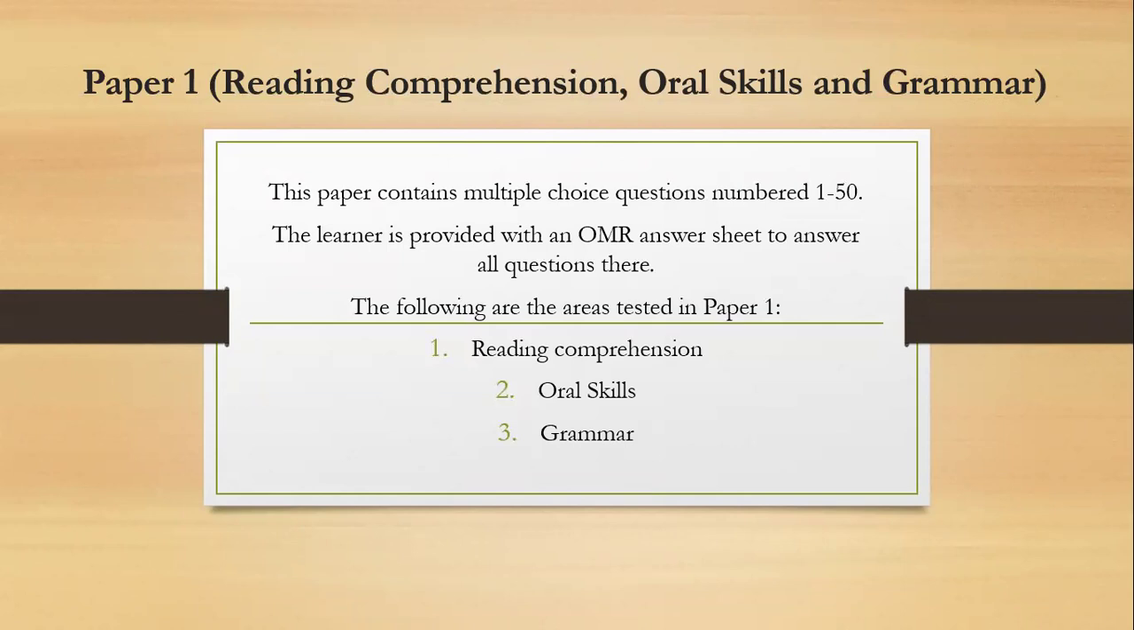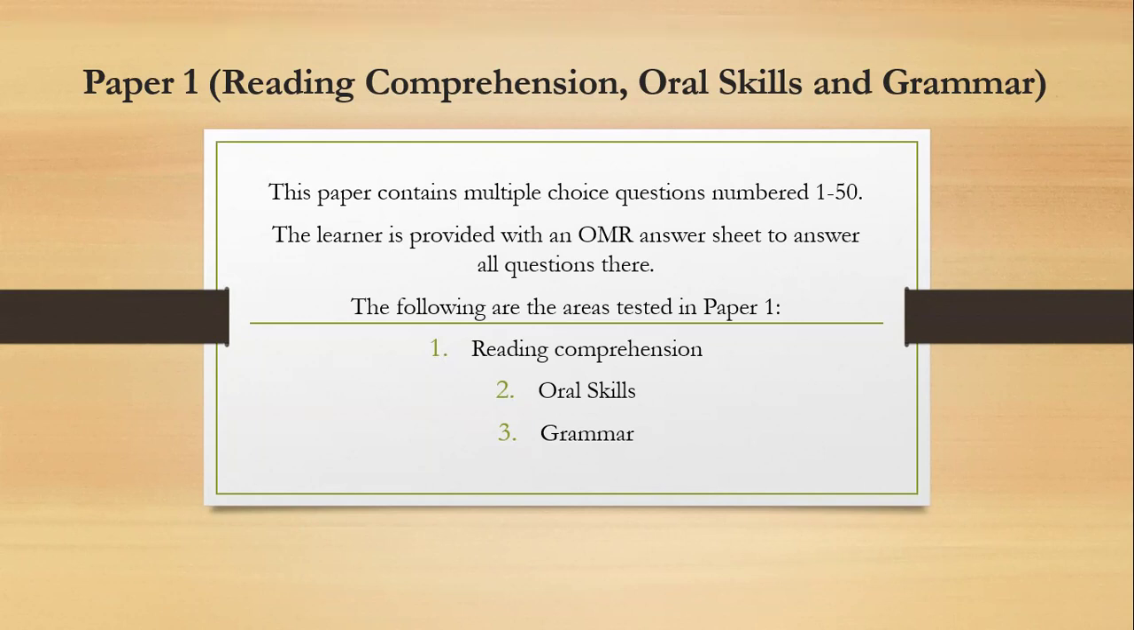Let's begin by dissecting paper 1, which is reading comprehension, oral skills, and grammar. This paper contains multiple choice questions numbered 1 to 50. And a learner is provided with an OMR answer sheet to answer all questions there. The following are the areas that are tested in paper 1. We have reading comprehension, oral skills, and grammar.